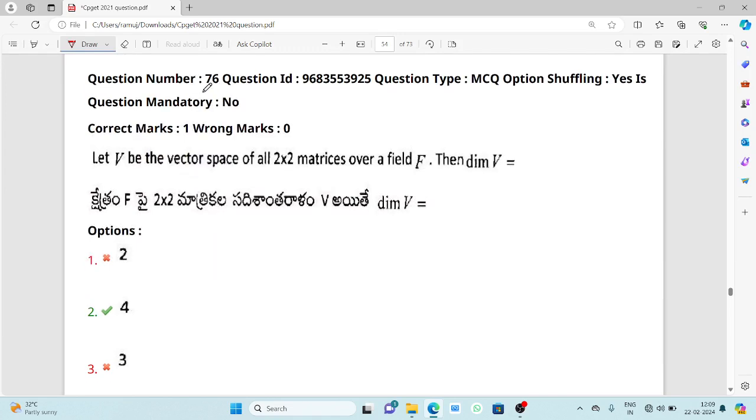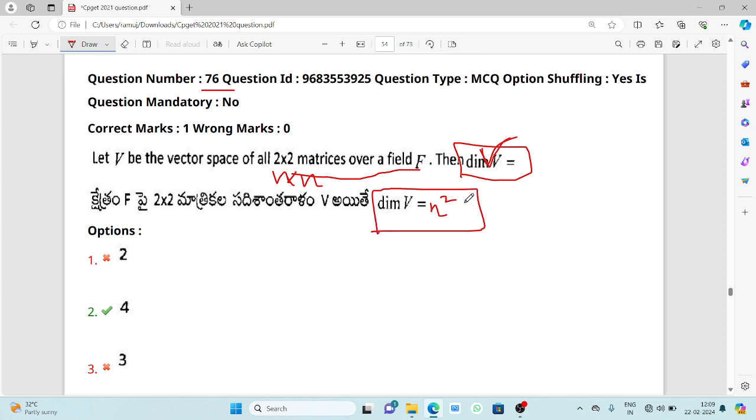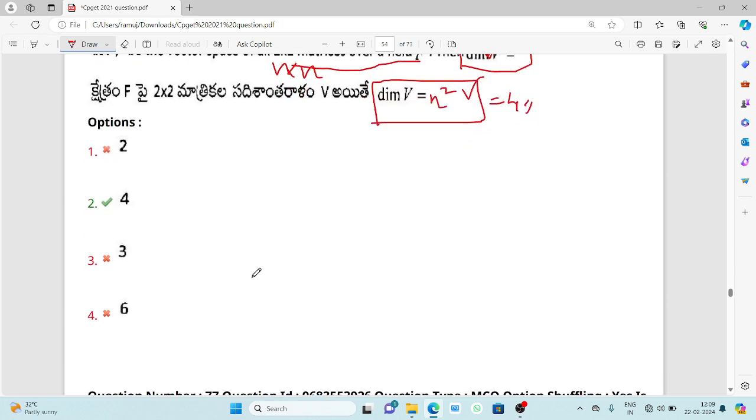So the 76th question is: let V be the vector space of all 2 cross 2 matrices over a field F, then what is the dimension of V? He is asking for the dimension. Here 2 by 2 is mentioned. In the general case, if it is n cross n, you can directly write n square. That is the direct formula. In place of n we replace 2, so the dimension is 4. So 4 is the correct option for this question.